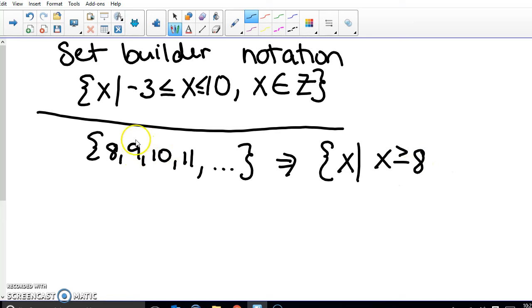And then someone might look at this and say, oh, it's natural numbers, whole numbers, integers. We're going to say that it is integers, because we don't know which it is, and we want to be as inclusive as possible. So we're going to say this is a set of all integers.